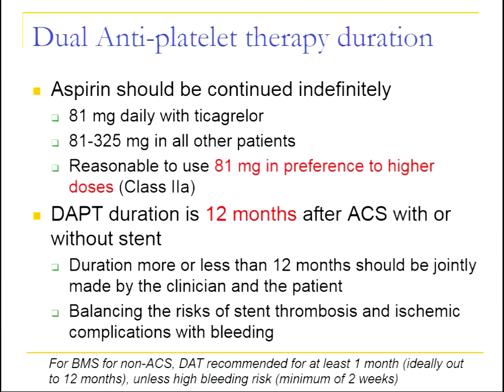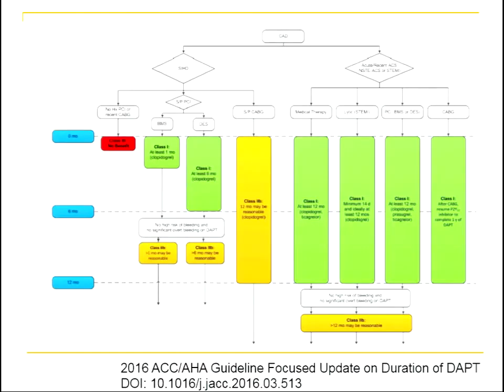So let's talk about what the new guidelines, hot off the press, say about the length of dual antiplatelet therapy. So first of all, aspirin 81 is given indefinitely in everyone who presents with an ACS or anyone with coronary disease who receives a stent. And it's reasonable to use 81 milligrams. If you have a patient who presents with an acute coronary syndrome, it is 12 months, regardless of whether or not that patient got a stent. Okay? It's the patients who get an elective PCI where the guidelines are changing. And this is not in your chapter.